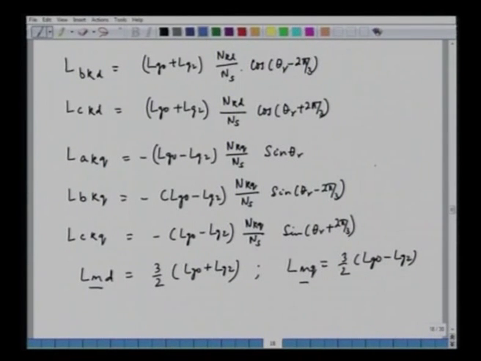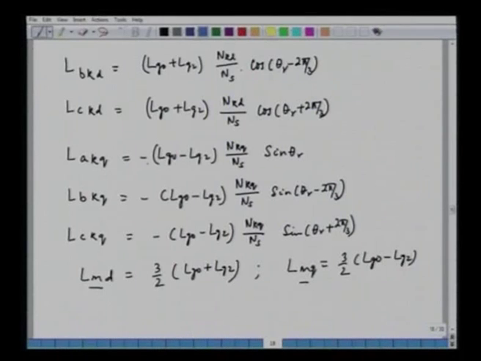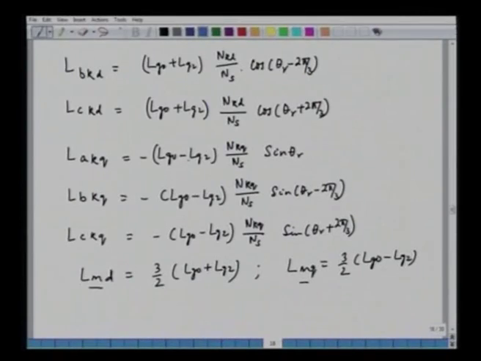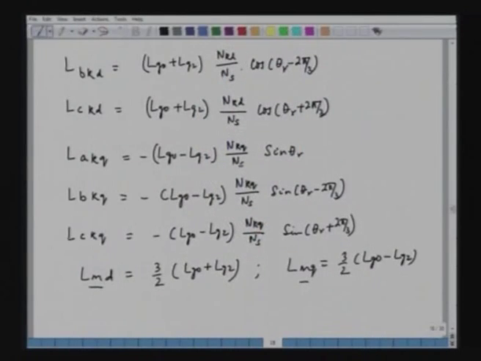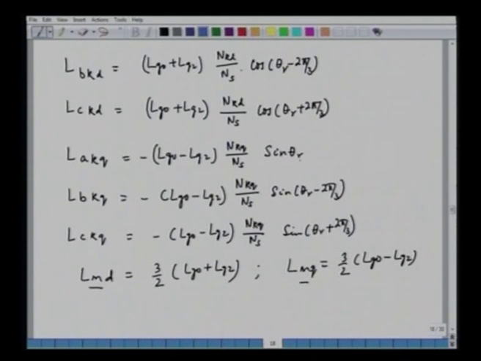And similarly, we can also evaluate the inductance of the Q axis damper winding with phase A, phase B and phase C. There will be a negative sign because of the appropriate phase angle. So, that will be cos(theta r plus 2 pi by 3), and cos(theta r plus 2 pi by 3) is minus of sin(theta r). So, we have Lg0 minus Lg2, because the Q axis permeance is something different, and that corresponds to an inductance of Lg0 minus Lg2 into NKQ by NS sin(theta r).